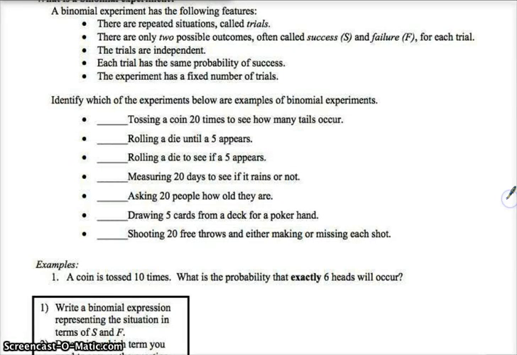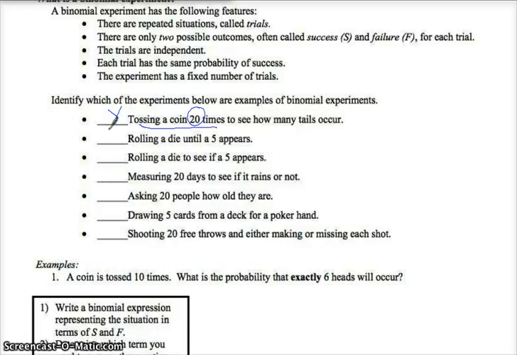Let's keep the list there. Tossing a coin 20 times to see how many tails occur. Does it have a repeated situation? Yes. Are there only two possible outcomes? Yes, heads or tails. The success would be tails, the heads would be failure. Is one independent of the other? Yes. And do we have a fixed number of trials? Yes, we do. So I would say yes, this is an example of a binomial experiment.